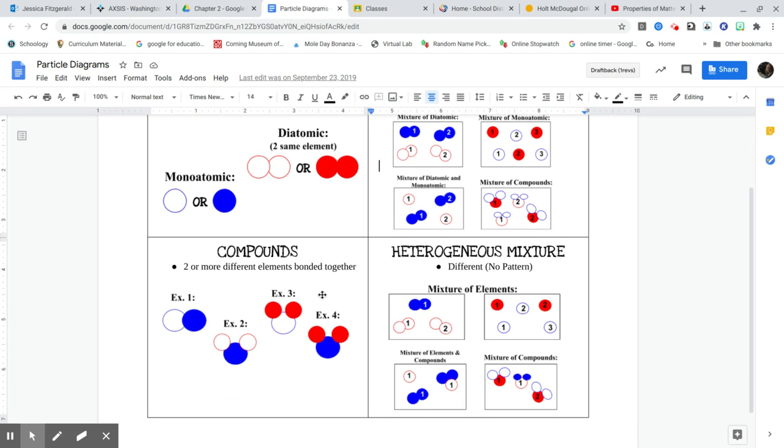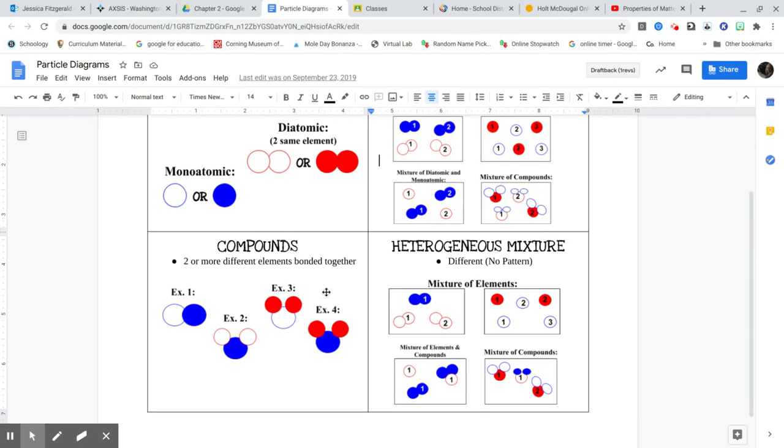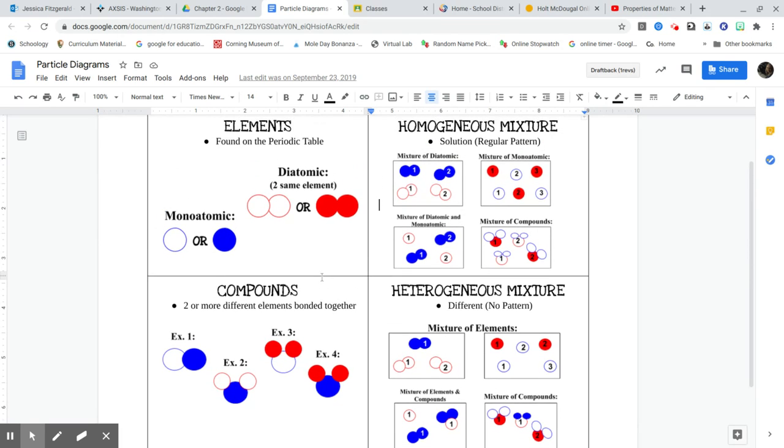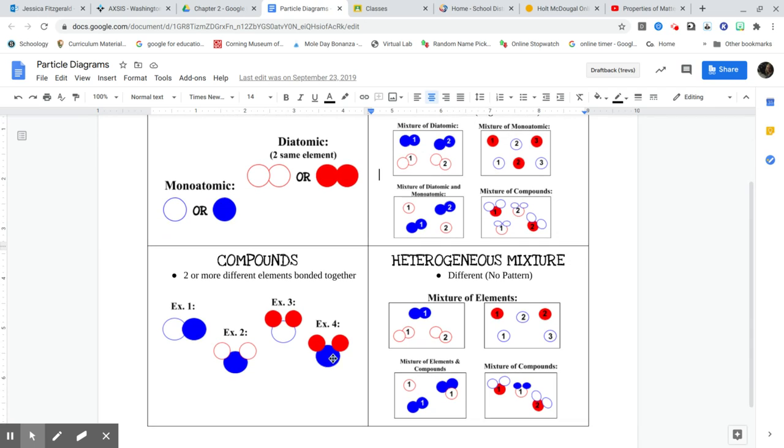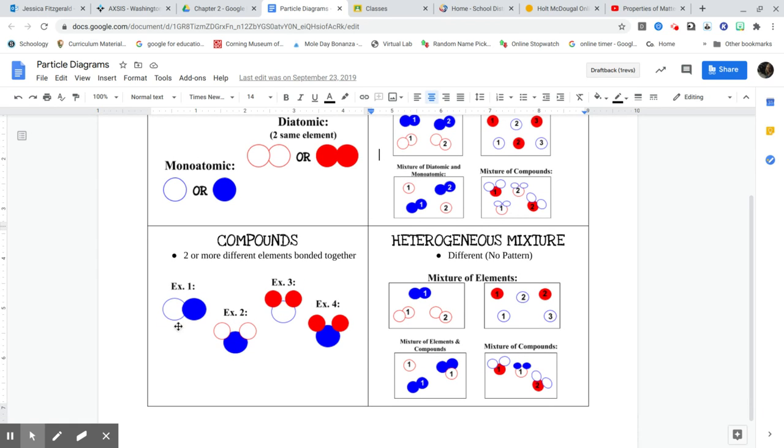Compounds are the other pure substance of matter. Remember, compounds are two or more elements that are chemically bonded together. So if you want to break them back down into their elemental form, you have to go through a chemical process. So I have four examples of different types of compounds. Our first example here of the compound is showing a binary compound. We have two different atoms or two different elements that make up this compound.